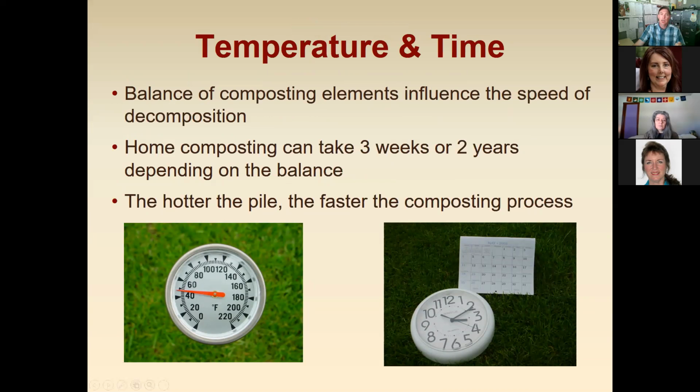Okay, temperature and time. These things go hand in hand. And like I said before, there's a balance of all these different composting elements. It's really important to make all these elements fit together as much as possible. But if you don't have a hot pile, it's going to take you forever. Next week we're going to talk about hot composting and cold composting. It really just depends on the speed at which you want your finished compost, and that depends on how hot you can get it.